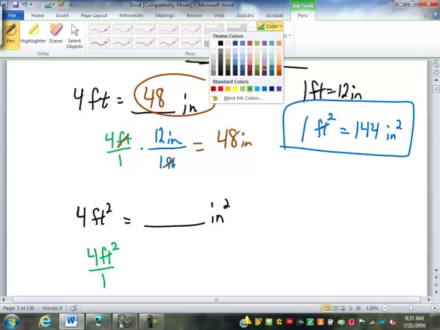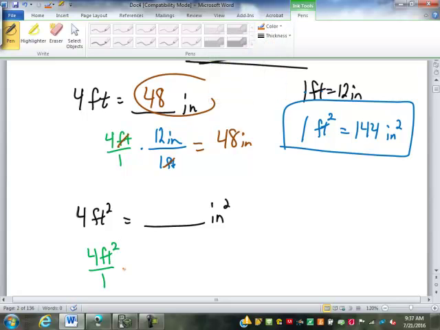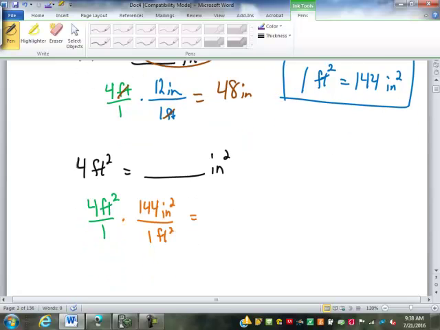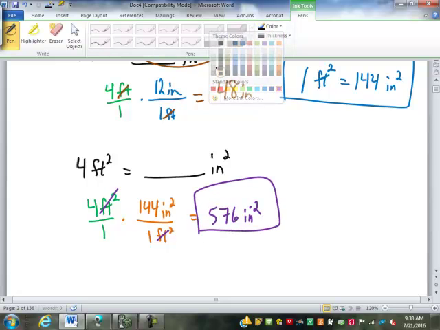So if I put my 4 square feet over 1, I go to make my conversion factor, 1 square foot's on bottom, it's 144 square inches on top. So the square feet cancel out. It's 4 times 144, which is what, 576 inches squared. Look familiar?